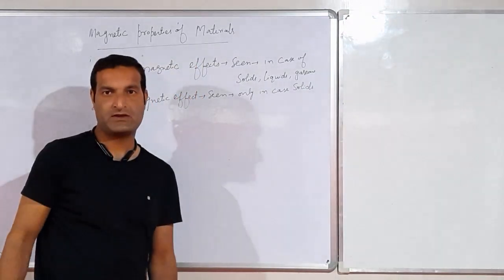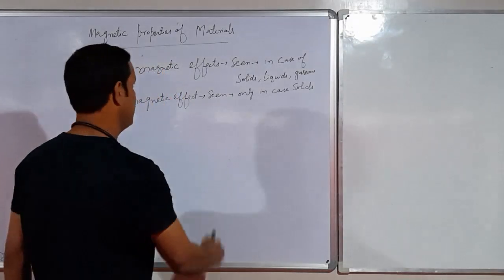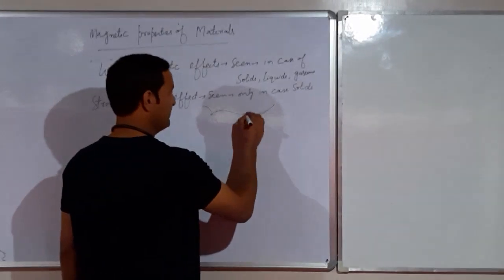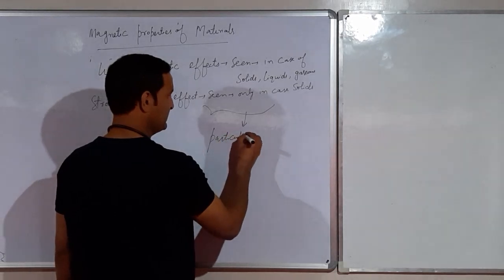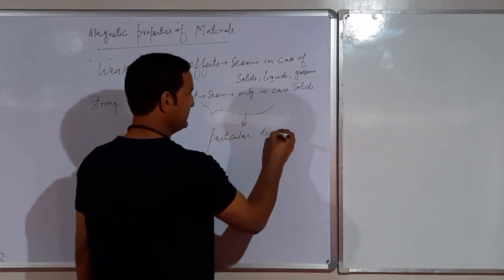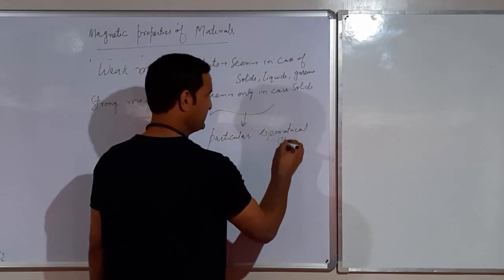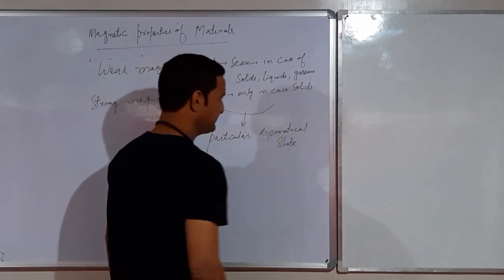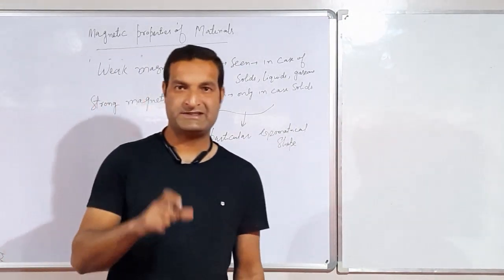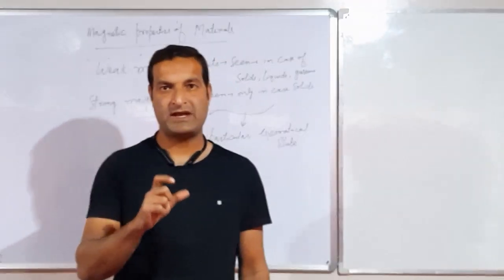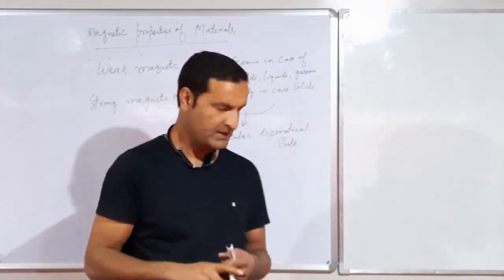So solids have strong magnetic effects because of the particular geometrical shape. First of all, we will discuss where these magnetic effects within the material come from.